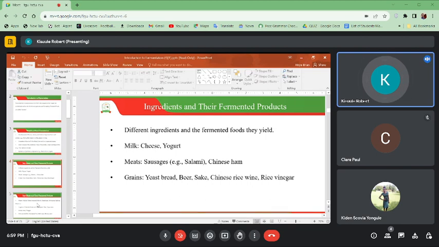Like we had seen earlier on in the takeaways from this engagement, we expect you to be able to tell us some of these different fermented foods. Also, for grains, we have yeast bread, we have beer. We know that there is fermentation of barley that gives us this, and also malt. Then we have Chinese rice wine. If you have watched some of these Chinese movies, you have seen that since the biggest crop they grow on that side is rice, they can come out with rice wine from there, and also rice vinegar.